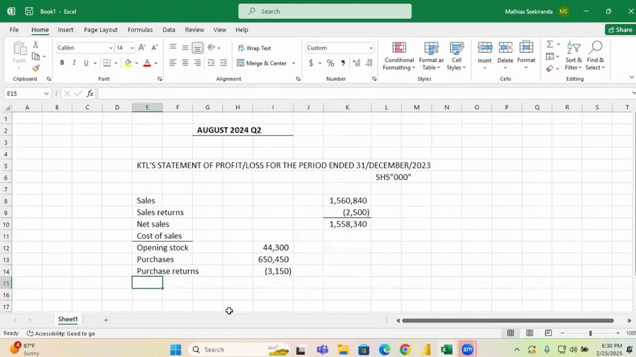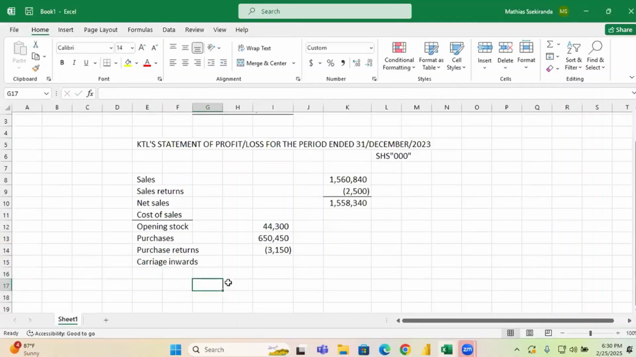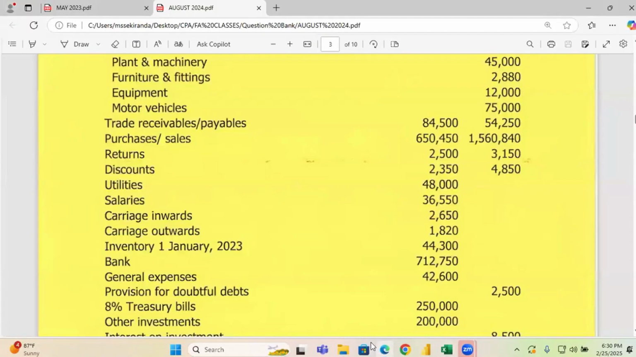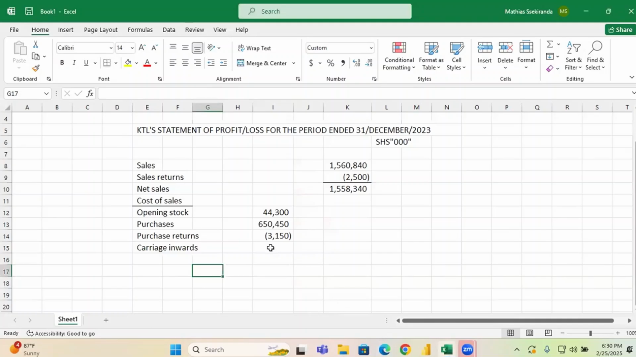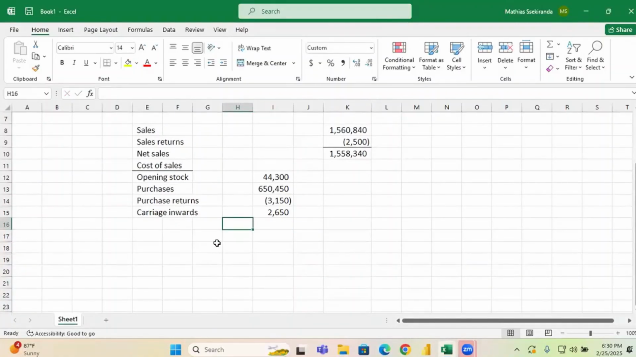They gave us carriage inwards. I told you carriage inwards is the transportation you incur to bring the goods you have purchased to the premises. So carriage inwards here is 2650. You add it to the cost of the goods, because they are in line with the purchases that you made.